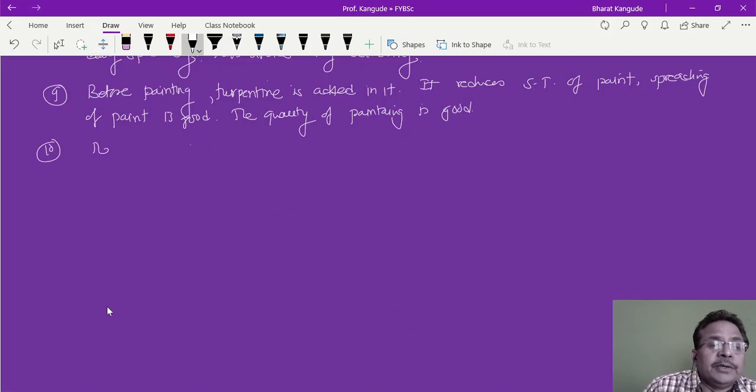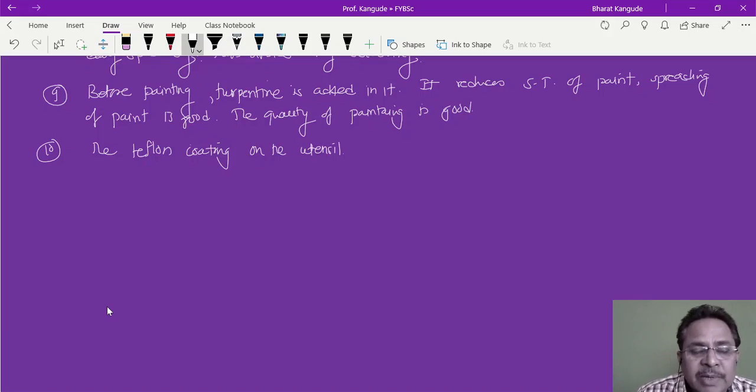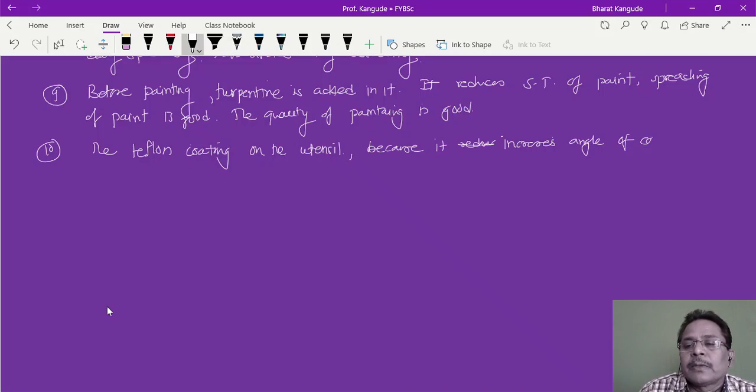Okay, then 10th application, the Teflon coating on the utensils. स्वयंपाकाच्या बऱ्याच भांड्यांमध्ये टेफ्लॉन कोटिंग वापरतात. Why? This Teflon is in the utensil because actually it increases the angle of contact of metal surface and oil.